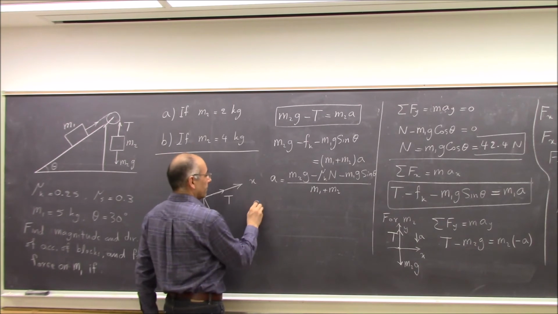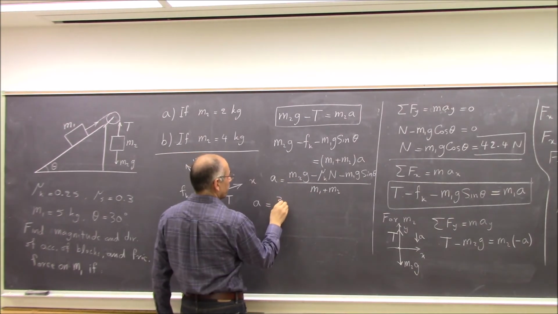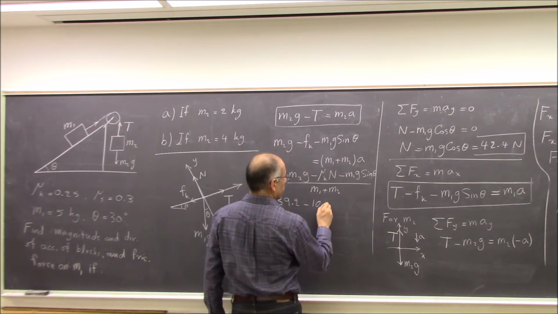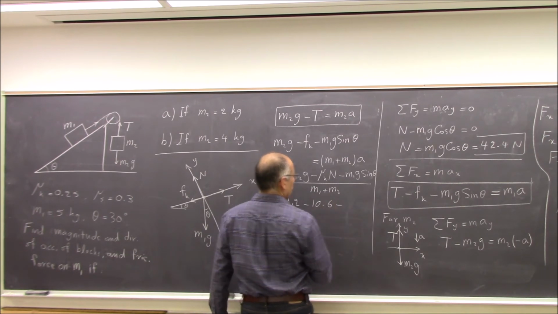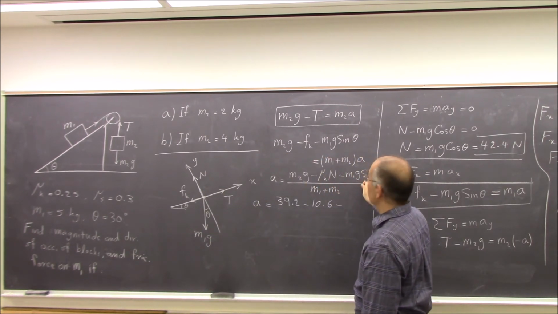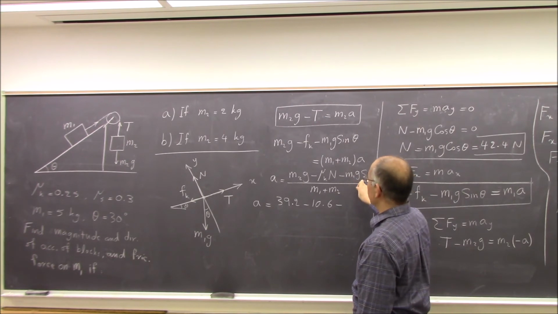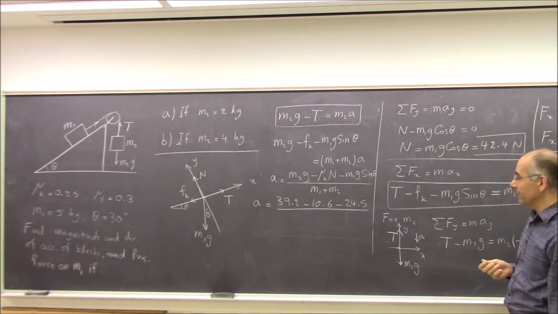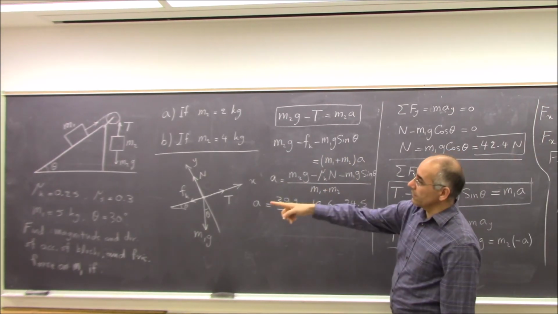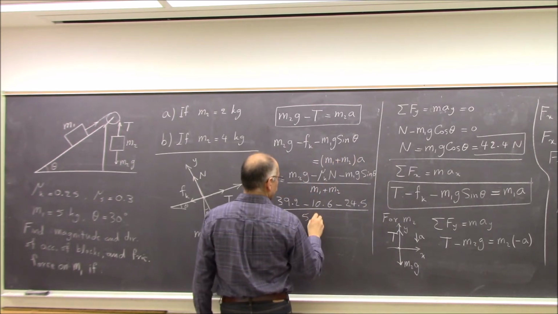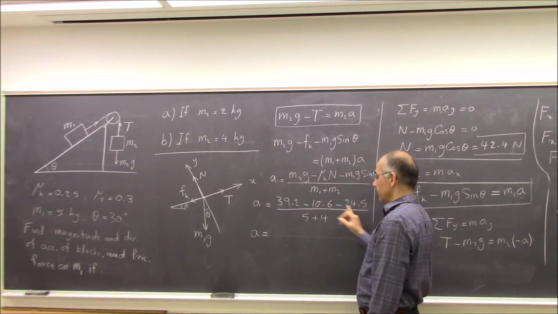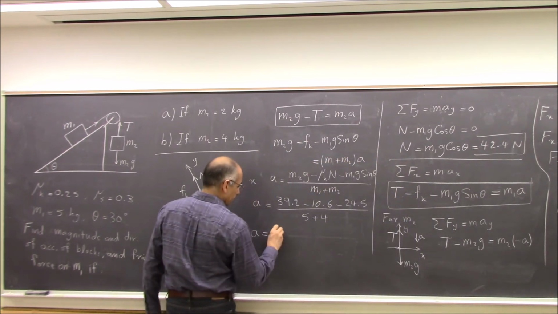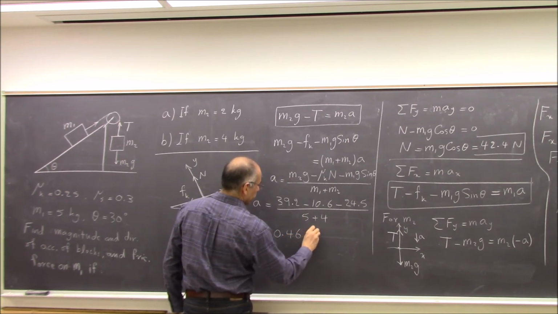Now we can put the numbers in. 2 times g is 39.2, minus mu k times N, 10.6, right? Minus M1G sine theta. Sine theta is 1/2, M1 is 5, this is 24.5, right? So divide by the sum of the masses, 5 plus 4 kilograms. The top is 4.1, and then the whole thing is 0.46. 0.46 meters per second squared.